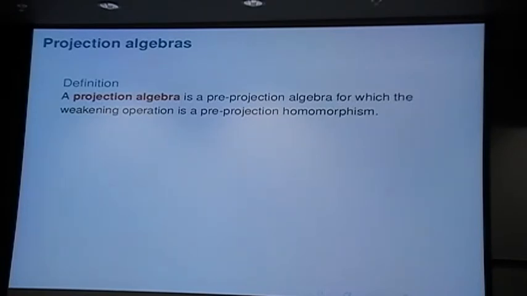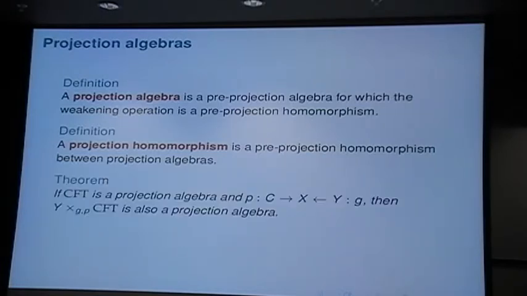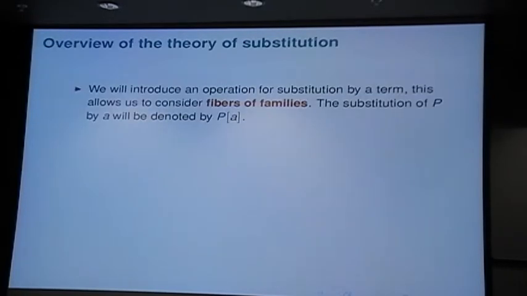And then a projection algebra is one for which weakening is itself a pre-projection homomorphism. And a projection homomorphism is a pre-projection homomorphism between projection algebras. So this whole thing gets repetitive, and that's a good feature, right? It has to be that. And then stable under slicing and stable under change of base again. So those are the 2 important things.